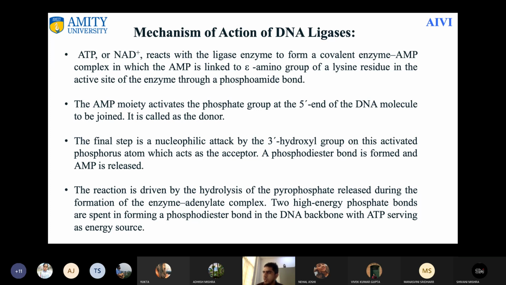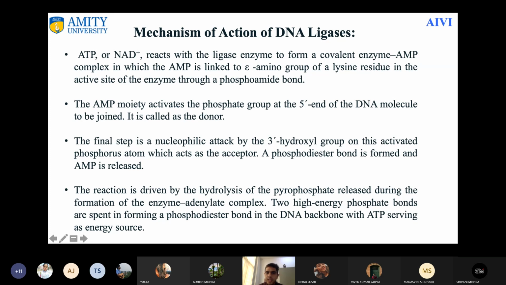So a nucleophile is going to be electron rich. So the OH group is the electron rich group. So the 3' hydroxyl group is the electron rich one. So it is going to attack nucleophilically, and it attacks the phosphorus atom. So the phosphorus atom is going to act as an acceptor, and the 3' OH is going to act as a donor. And by this process, the formation of the phosphodiester bond is going to occur.